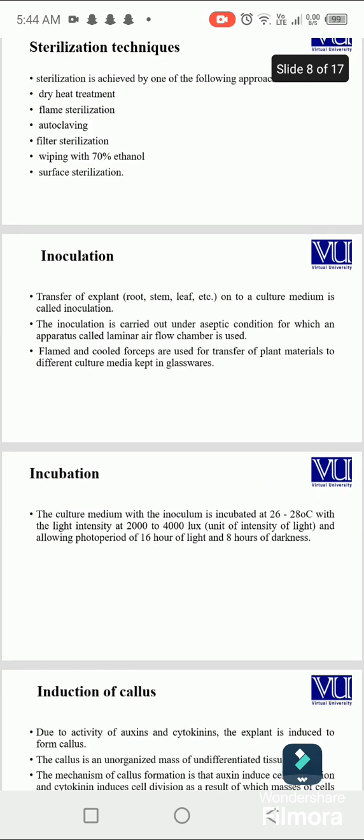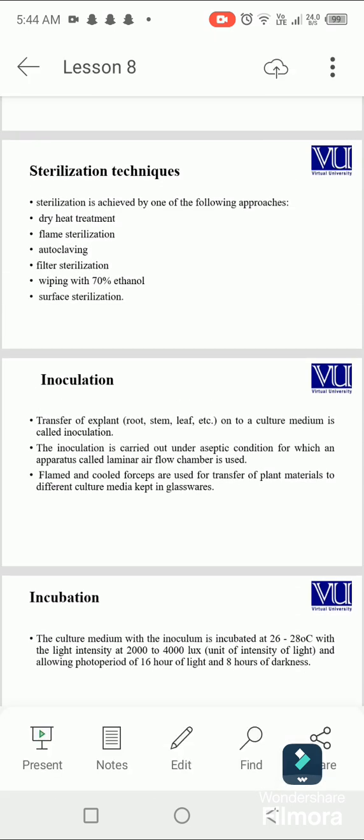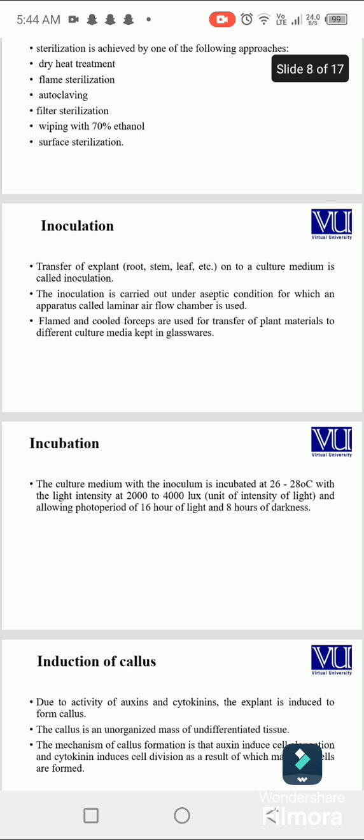Inoculation. Transfer of an explant, root, stem, leaf, etc., onto a culture medium is called inoculation. The inoculation is carried out under aseptic conditions, for which an apparatus called a laminar flow chamber is used. Flamed and cooled forceps are used for transfer of plant material to different culture media kept in glassware.